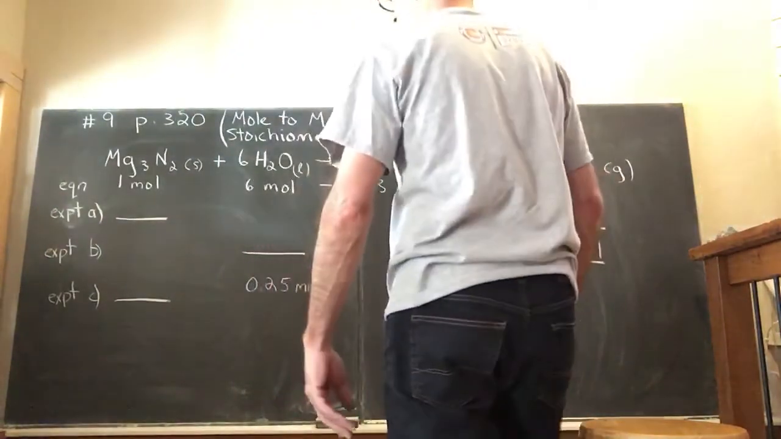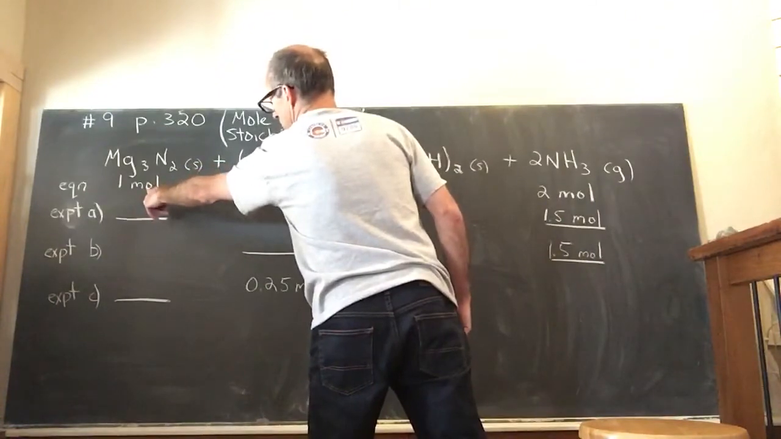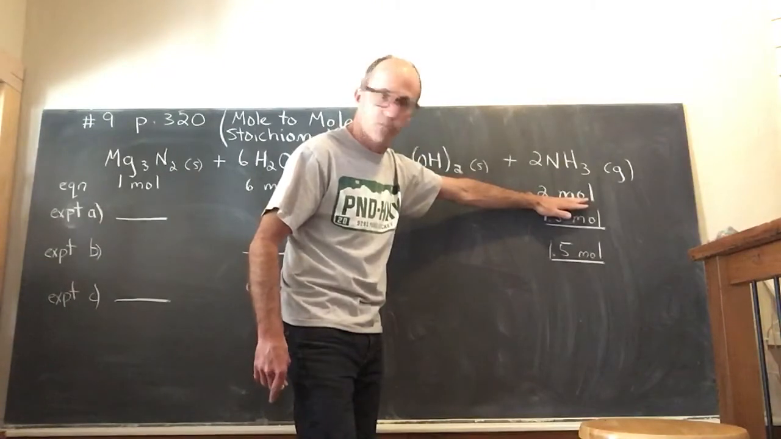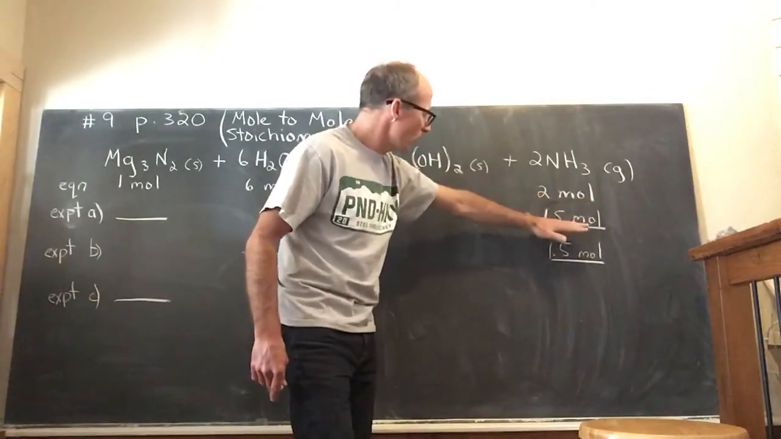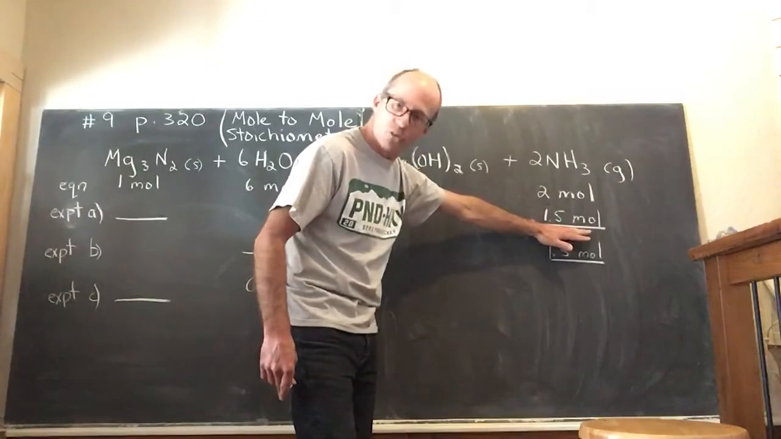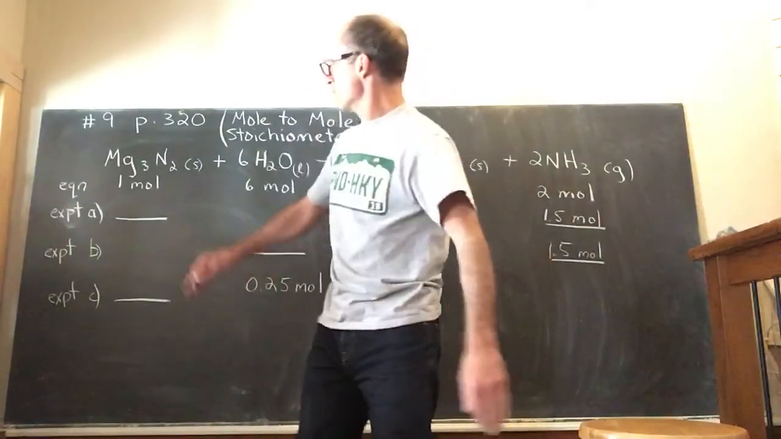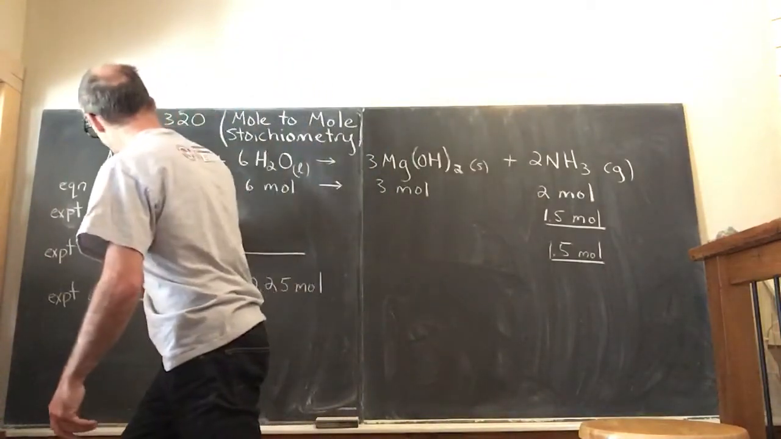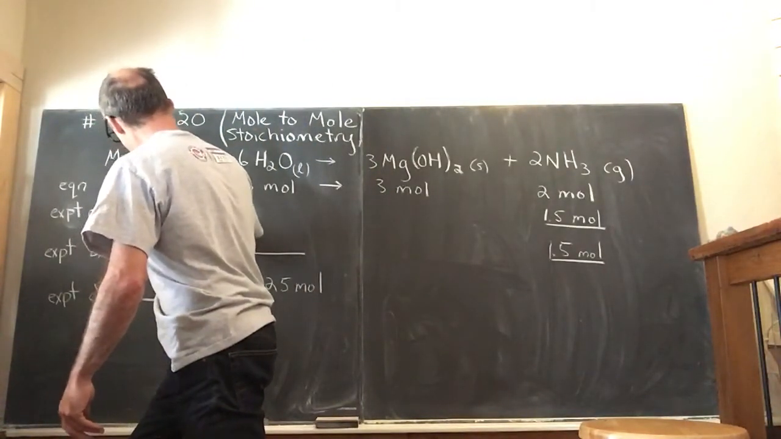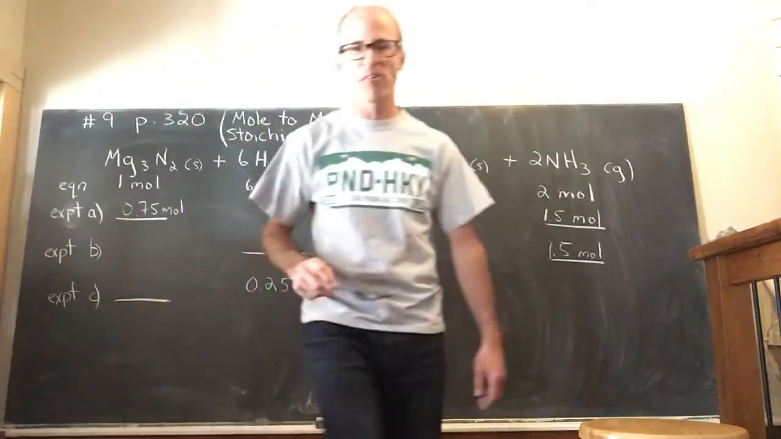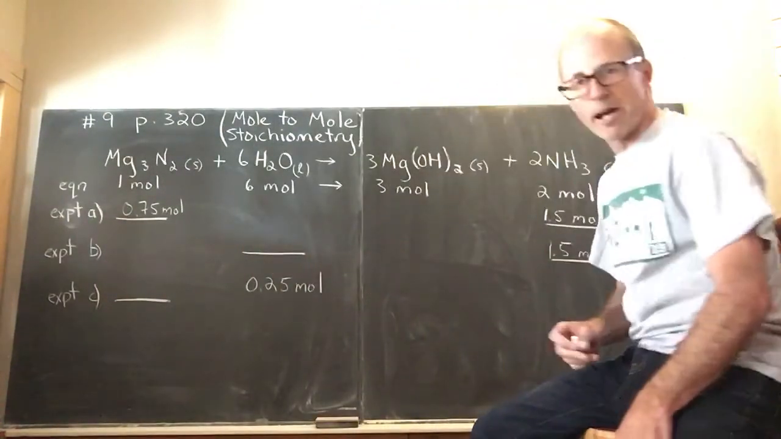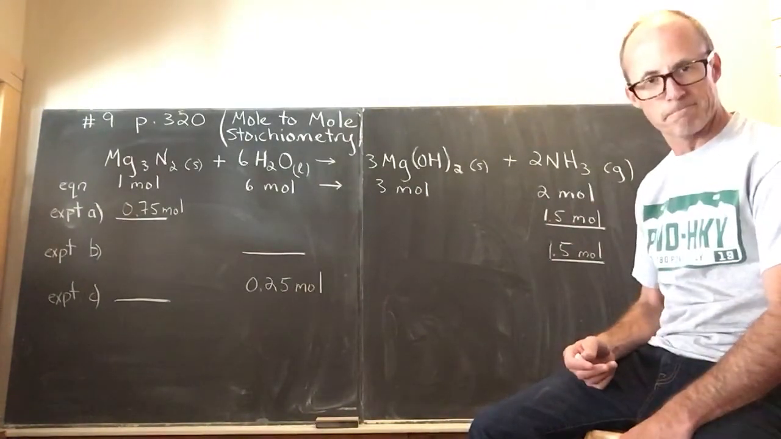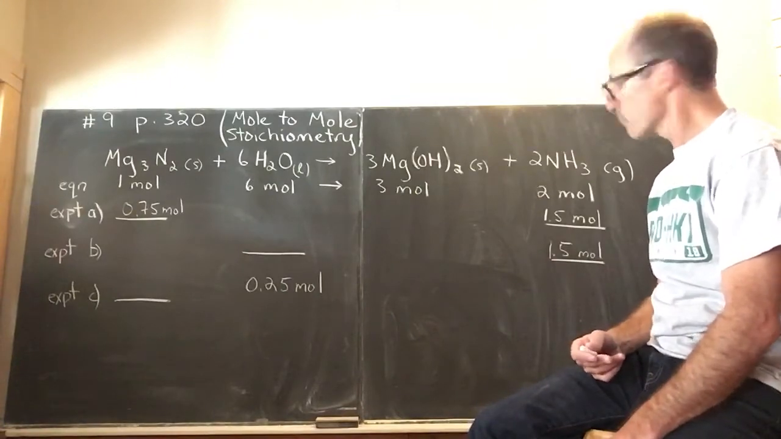So it makes sense that if we have 1 mole of magnesium nitride and that produces twice as many moles of ammonia, then we would expect this number here to be twice as large as the moles of this reactant that we started with. So lo and behold, it's this simple. 0.75 moles of magnesium nitride would be required to produce 1.5 moles of ammonia. Okay? Let's move on to B.